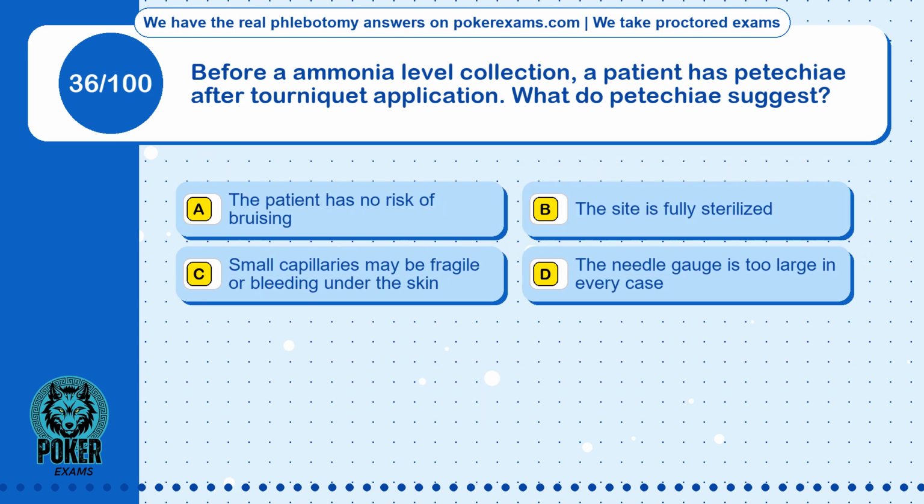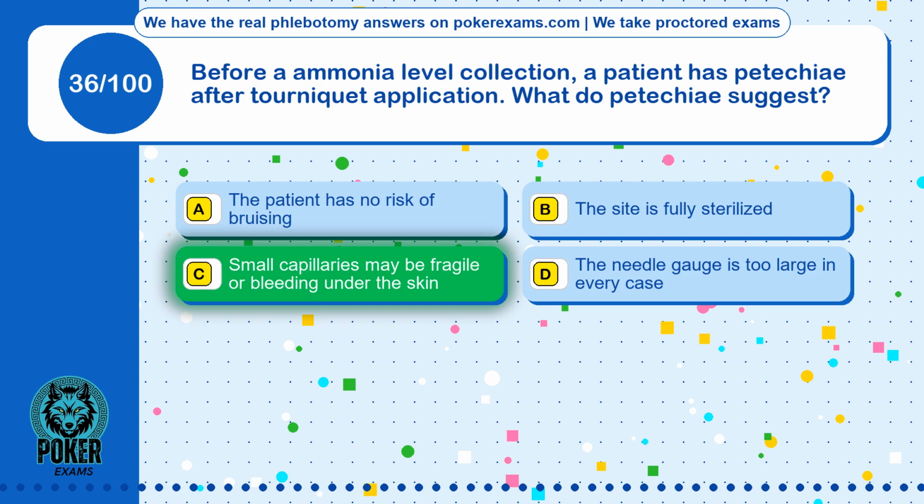Question 36. Before an ammonia level collection, a patient has petechiae after tourniquet application. What do petechiae suggest? Option A. The patient has no risk of bruising. Option B. The site is fully sterilized. Option C. Small capillaries may be fragile or bleeding under the skin. Option D. The needle gauge is too large in every case.